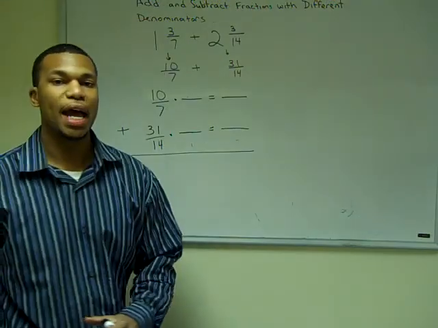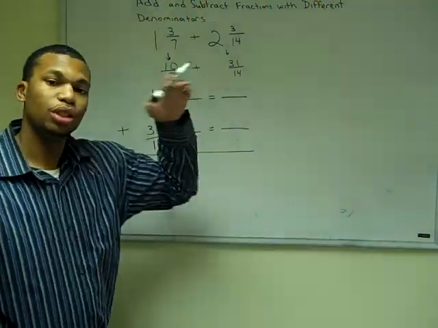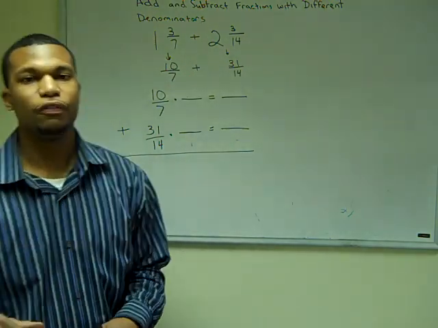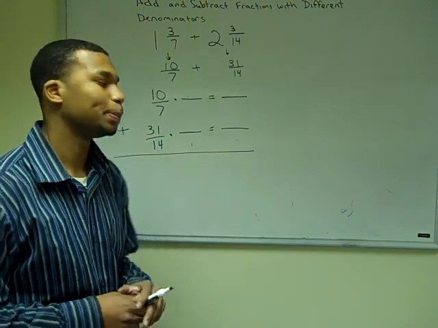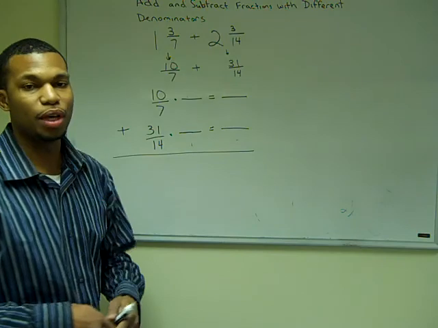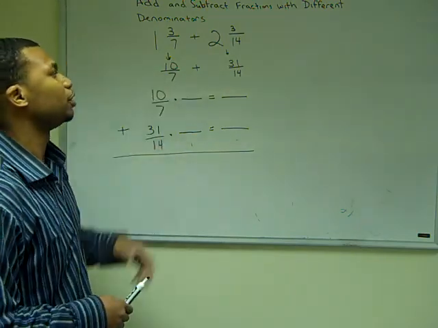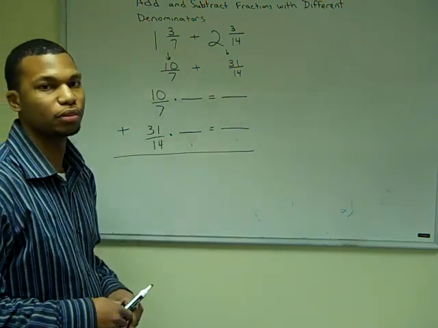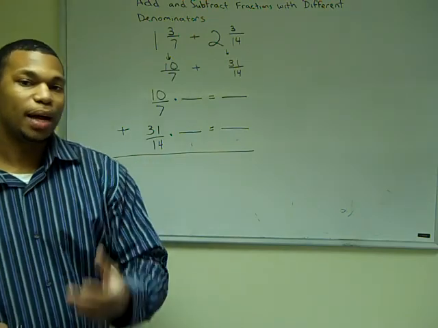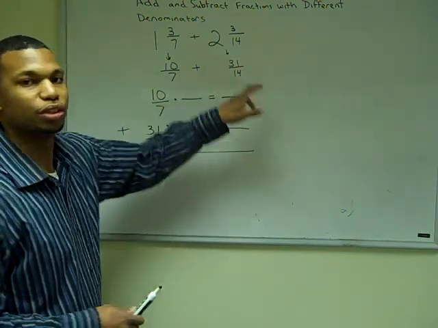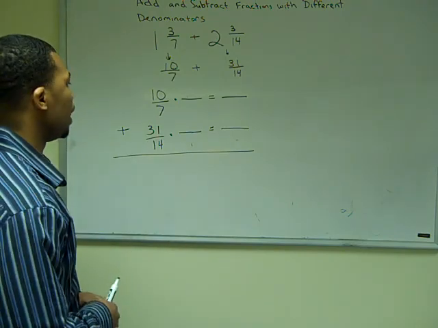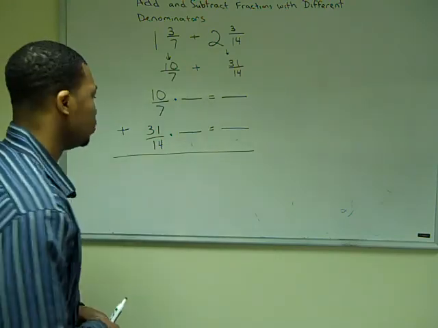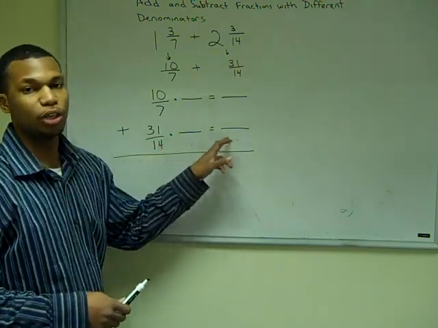In this example, we're going to add 1 3/7 to 2 3/14. So to make things easier on us, we're going to first convert these mixed numbers into improper fractions. So if we convert 1 3/7 into an improper fraction, we get 10/7. And 2 3/14 as an improper fraction is 31/14. So now we have to find the common denominator. So again, we're going to put our two numbers on top of each other, vertically, and put dot, fraction bar, equals, fraction bar for both of them.